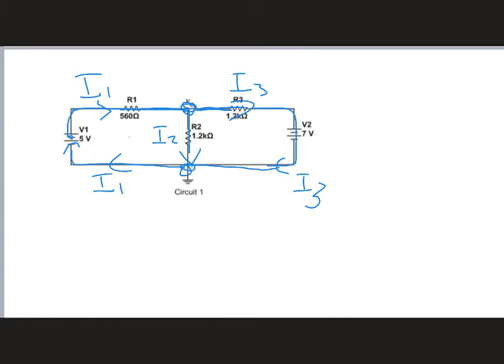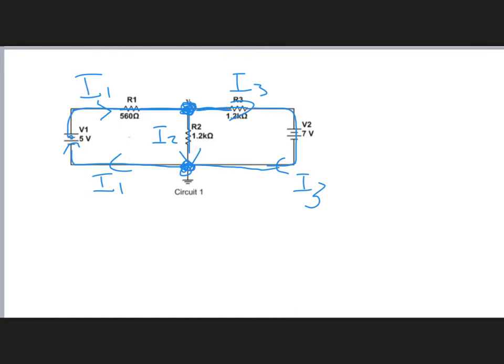Once we have the currents labeled, we can apply the junction rule. We have two junctions here, but they give you the same result. What they tell you is that the currents going in have to equal the currents coming out. So if I pick this junction, the current going in is going to be I1, and then you've got I2 going that way and I3 going that way.